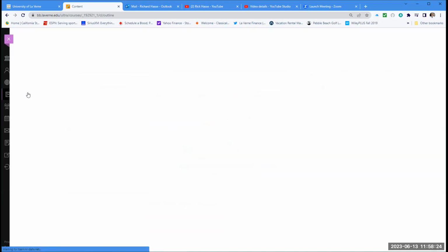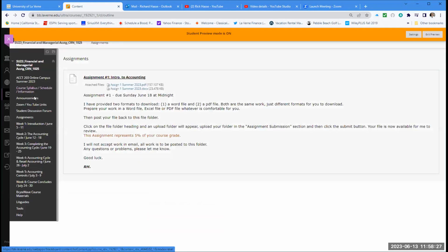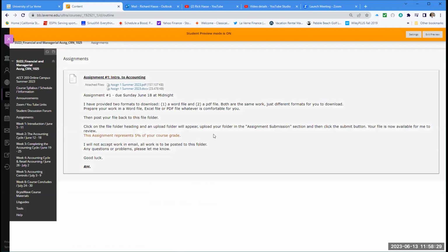In the assignments file folder is our first assignment, Introduction to Accounting. I've given you two file formats, a PDF and a Word doc version. You select and download whichever one you prefer. Do all your work on the document, and then you just open up the file folder and upload the assignment so I can review it. And then I'll send it back to you to your grade center once I complete the grading process. This work this week represents 5% of your course grade. It concerns itself with definitions of accounting.